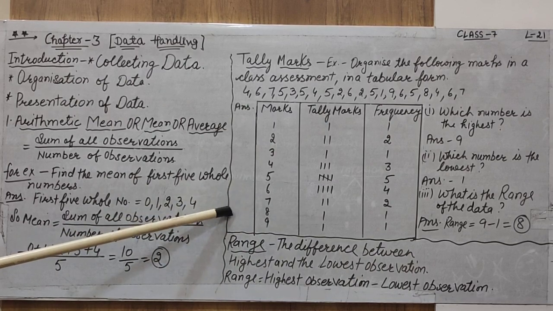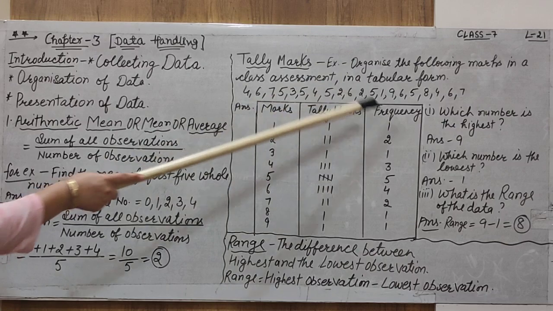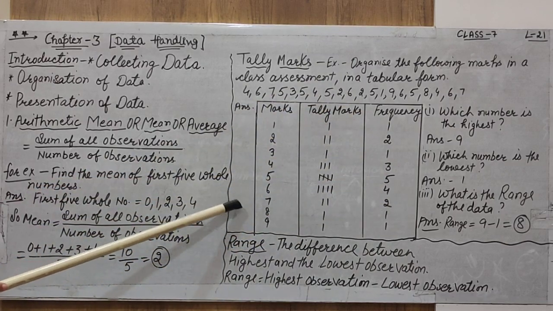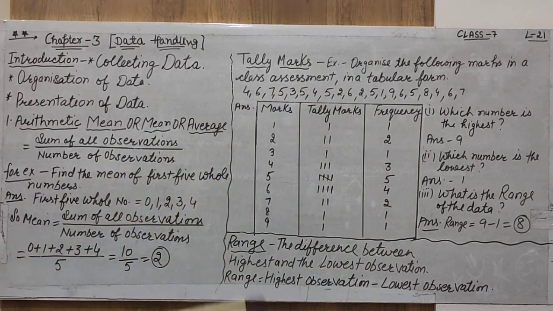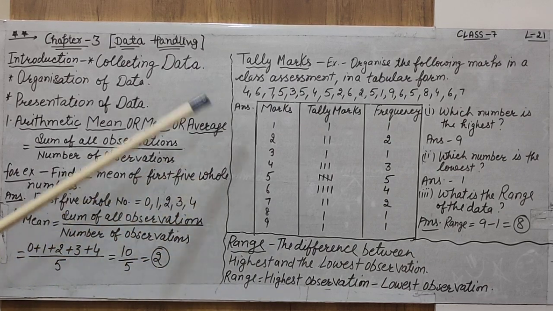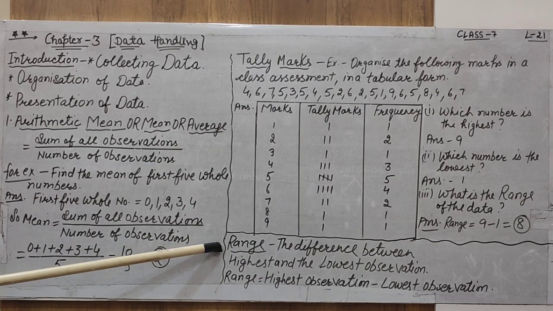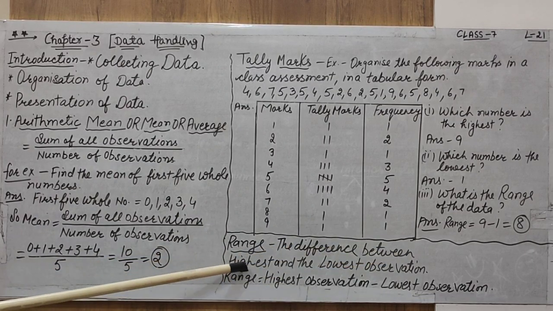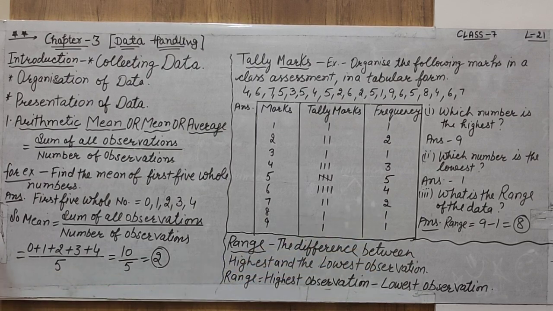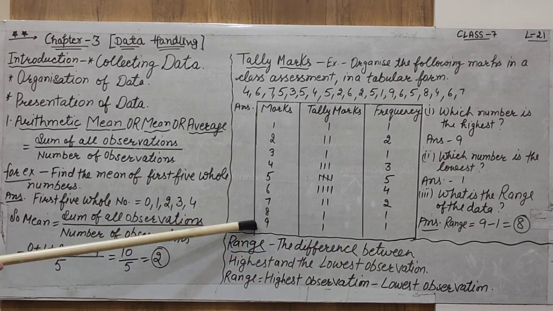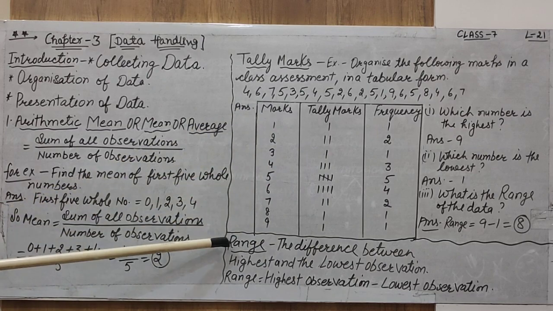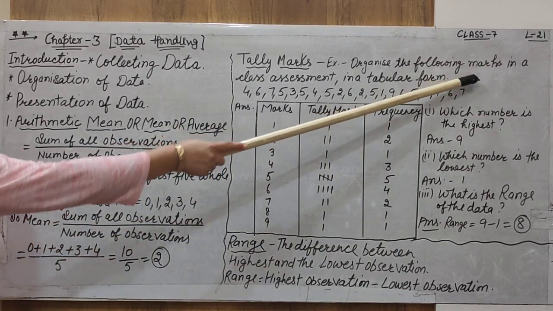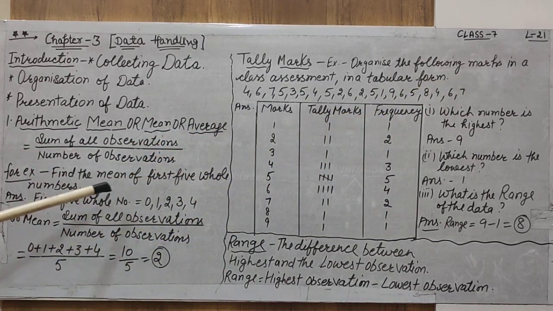Let us understand a few questions related to these observations. Before we start with the questions, I want to tell you one more definition related to data handling, that is range. What is range? The difference between the highest and the lowest observations. Observation means these are the observations which are given. Observations may be given in the form of marks. Observations may be given in the form of numbers.